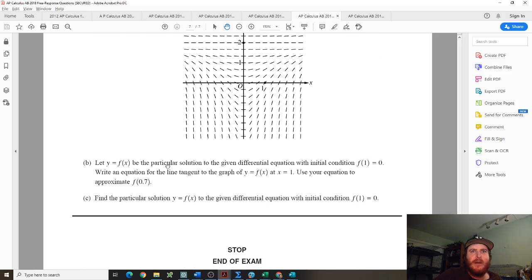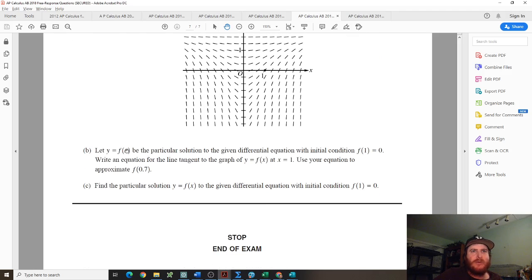And then the next one, this one, even though we see the particular solution, read through it carefully. It says write an equation for a tangent line, and then use your equation to approximate. So this is a tangent line question. And then this is the particular solution where you separate the dy and the dx, take the integrals and solve, plug in the initial.